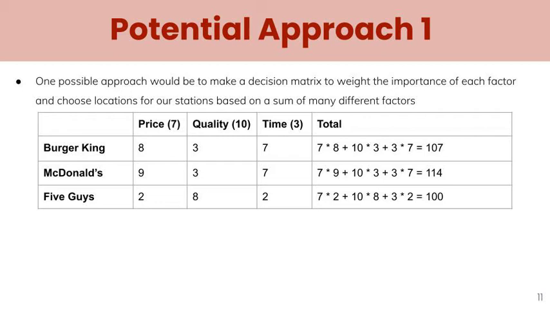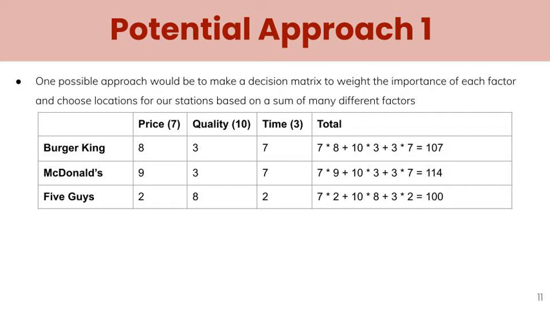So, using the decision matrix, we give each restaurant a score for each category. So, for example, if you look at price, you'll see that McDonald's is the cheapest, so let's give it a 9 on a 0 to 10 scale. And then Burger King is slightly more expensive, but still quite cheap, so let's give it an 8. And then Five Guys is the most expensive, so we give it a 2.